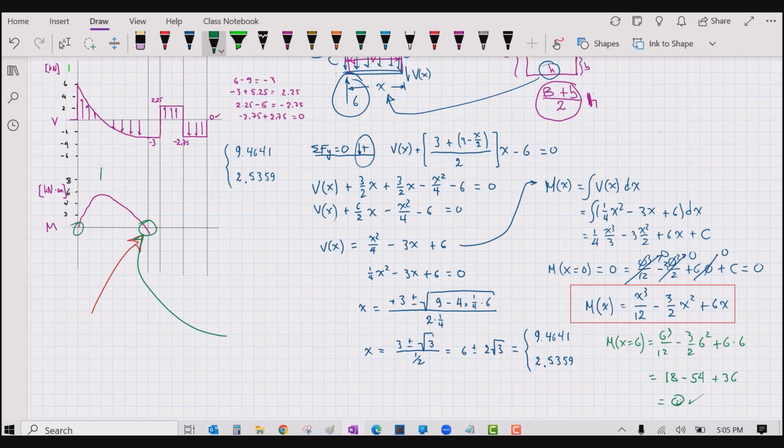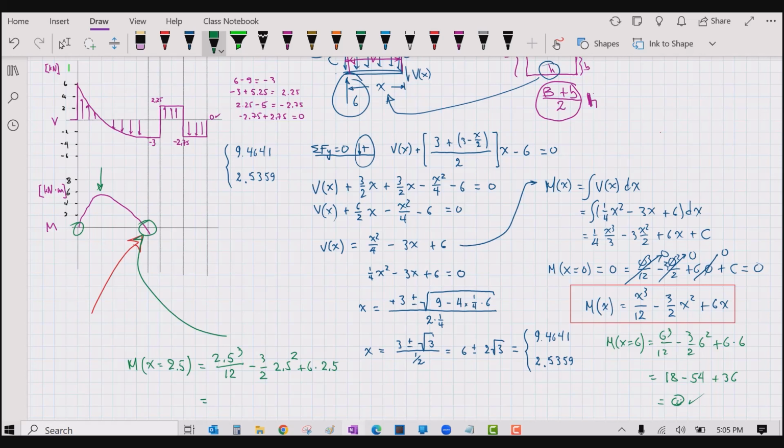Let's calculate the maximum value of the moment here by replacing the moment for x equals 2.5359. Let's put it here. M at x equals 2.5. I'll use the 5 figures in the calculator. So this is equal to 2.5 cubed over 12 minus 3 halves 2.5 squared plus 6 times 2.5.